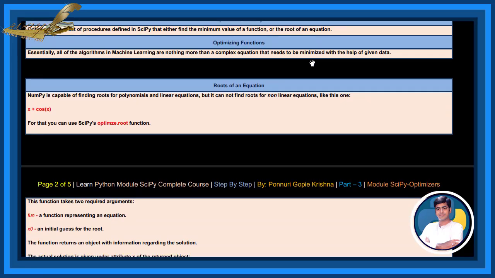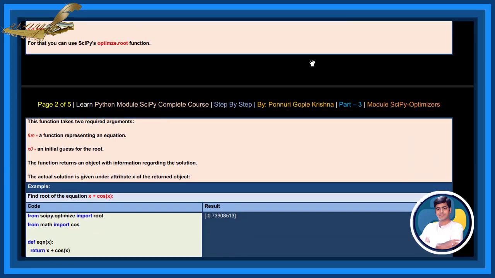Roots of an equation. NumPy is capable of finding roots of polynomials and linear equations, but it cannot find roots for non-linear equations like this one, x plus cos x. For that, you can use SciPy's optimize.root function. This function takes two required arguments: fun, a function representing an equation, and x0, an initial guess for the root. The function returns an object with information regarding the solution. The actual solution is given under the attribute x of the returned object.